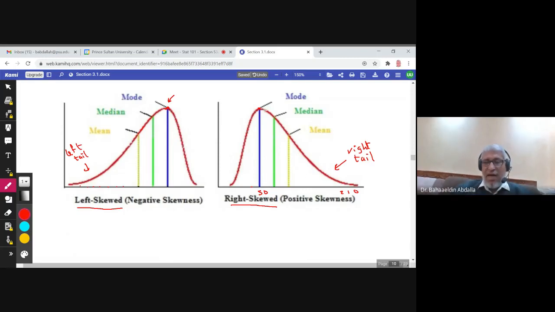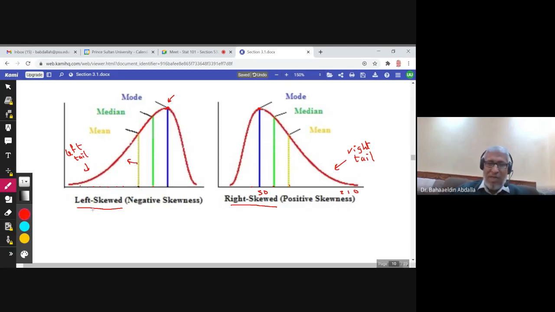So the mode is the highest number, the highest value. Now, where is the mean? Which one of these is the mean? Is it this one or this one? Where will the mean go? And here you need to understand that the mean is affected by these extreme values. So here in the left tail, we have the extreme values. Here in the right tail, we have the extreme values. So the mean will go to the direction of the extreme values. Okay, so that's why the mean is closer to the extreme values from the median.